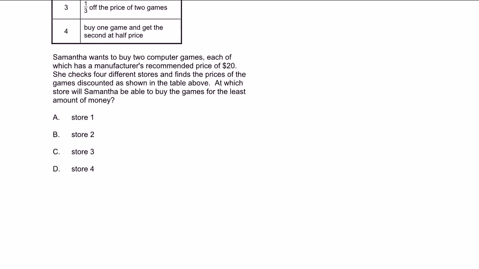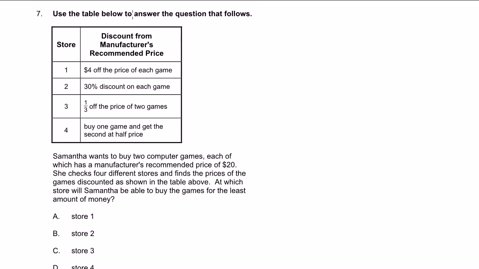All right. Use the table below to answer the question that follows. Okay, they have different stores, with a discount off the manufacturer's recommended price. So they're all discounting games. Samantha wants to buy 2 computer games, each of which has a manufacturer's recommended price of $20. She checks 4 different stores and finds the prices of the games discounted as shown in the table above. At which store will Samantha be able to buy the games for the least amount of money?